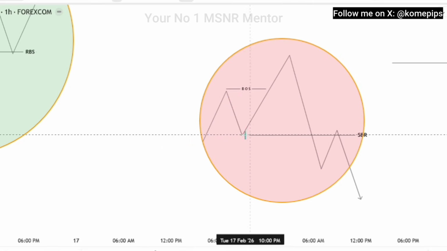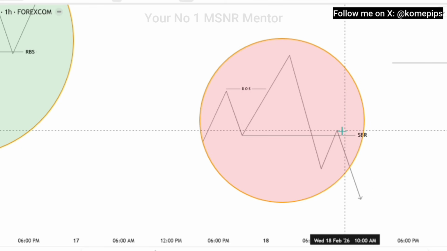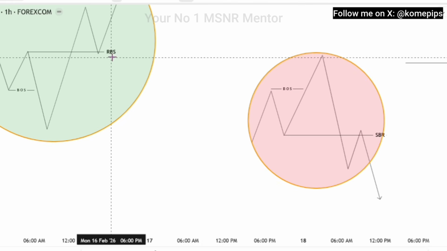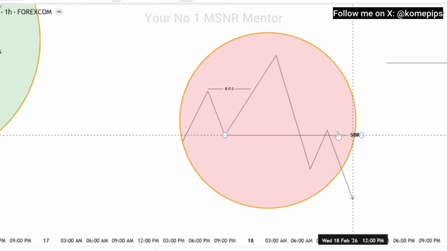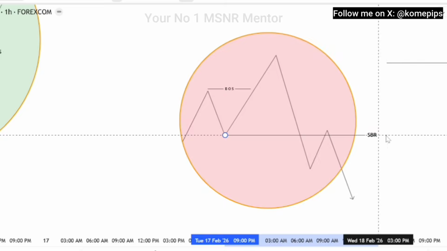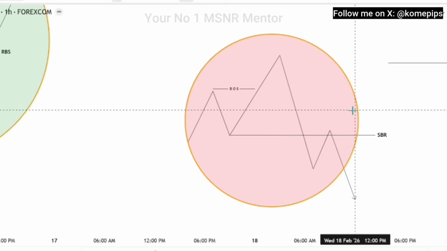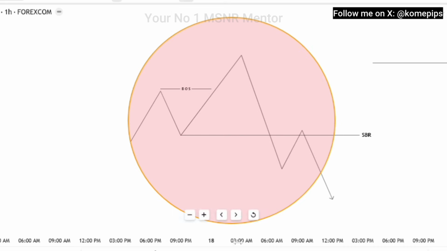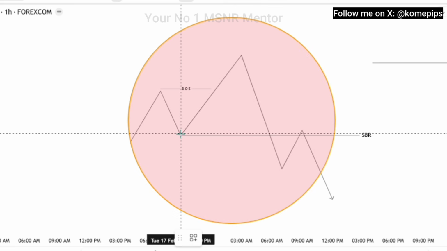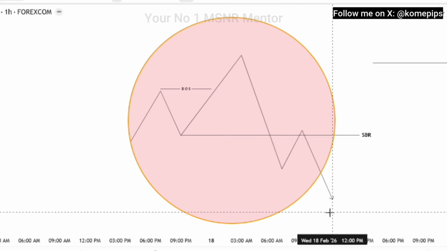And of course it is this break that becomes our SBR. SBR is for sell, RBS is for buy. SBR is support break resistance. That's the full meaning: support break resistance, and RBS is resistance break support. For example, in this scenario, we understand that we have a key level here. Price comes, taps it and pushes away.